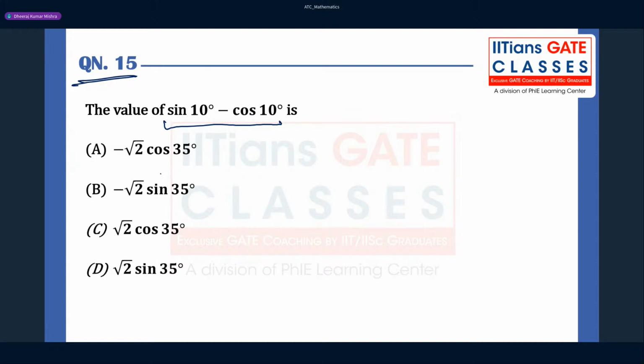So how can we eliminate some of the options? As we know, this sin θ value will always be smaller than the cos θ value, right? Why? Because sin θ should always lie between -1 and 1, so you will get a negative value only. That is the first insight that you can get.